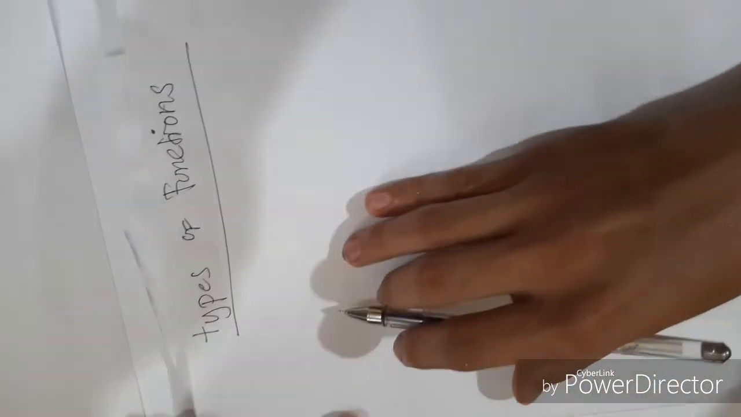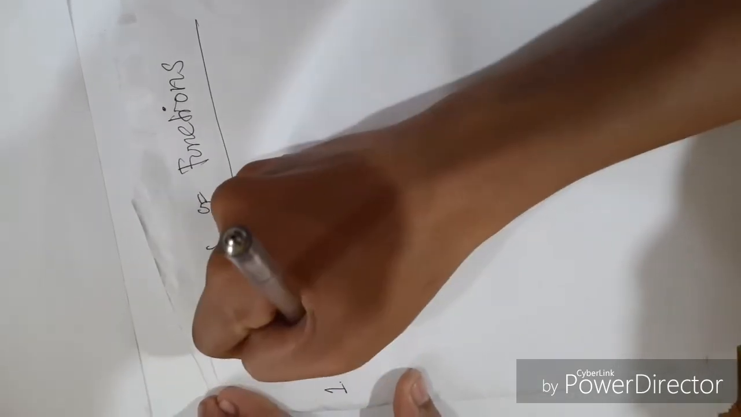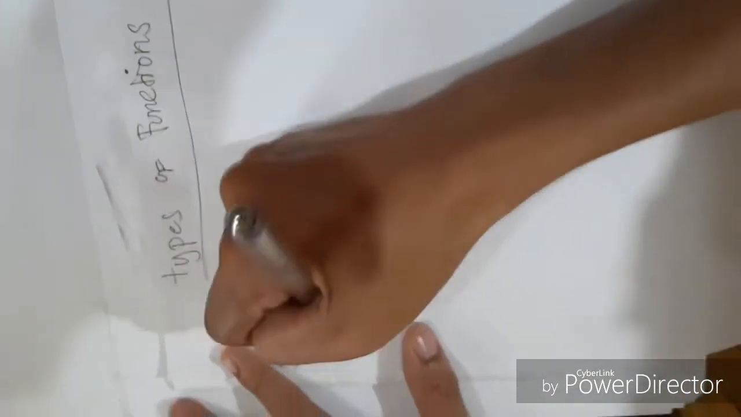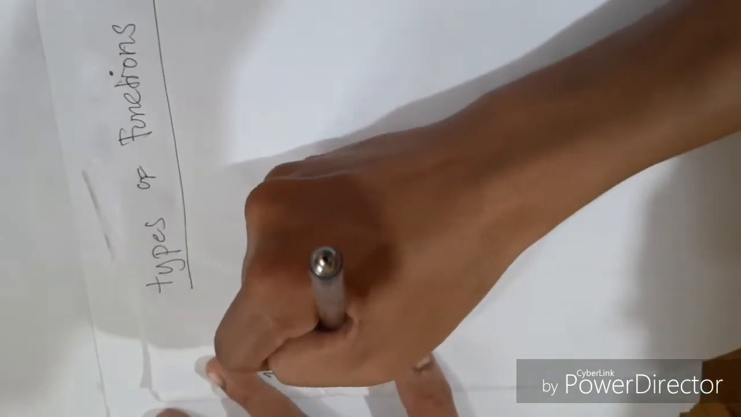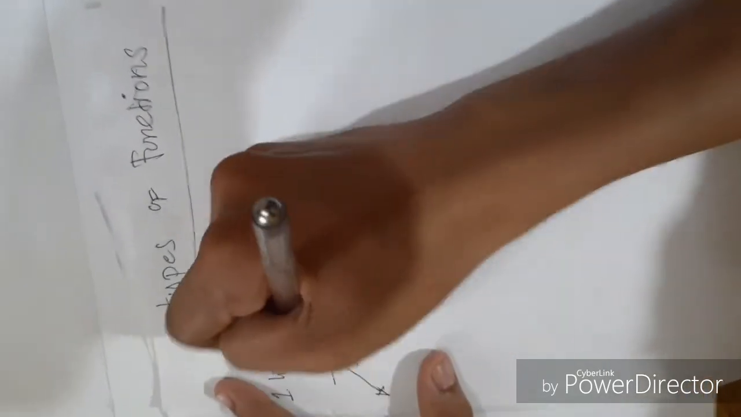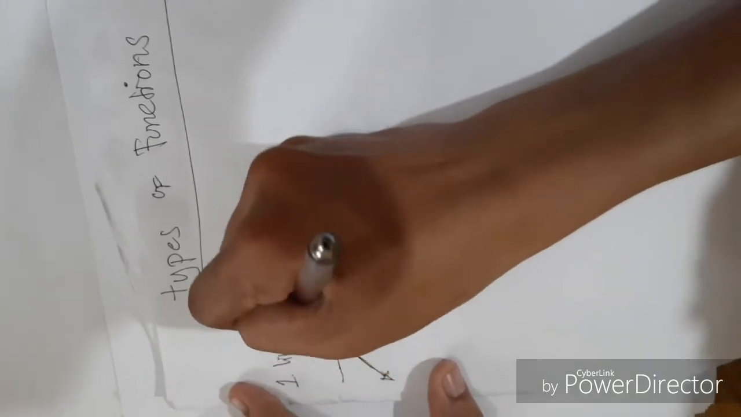Types of function. The first type of function is linear. A linear function is a polynomial function with degree one. Linear functions are those whose graph is a straight line. The sign of a linear function is a straight line. Sample is like this: this is the y-axis and this is the x-axis. The line is extended because it is constant.